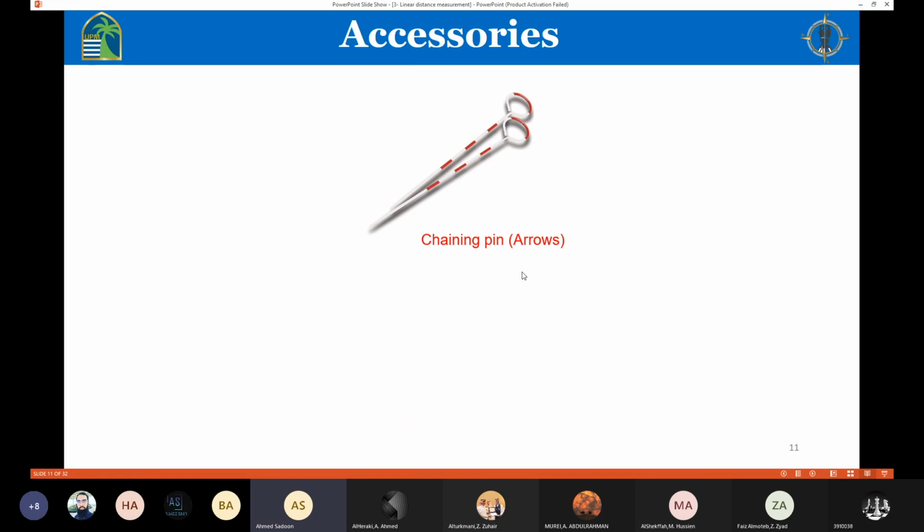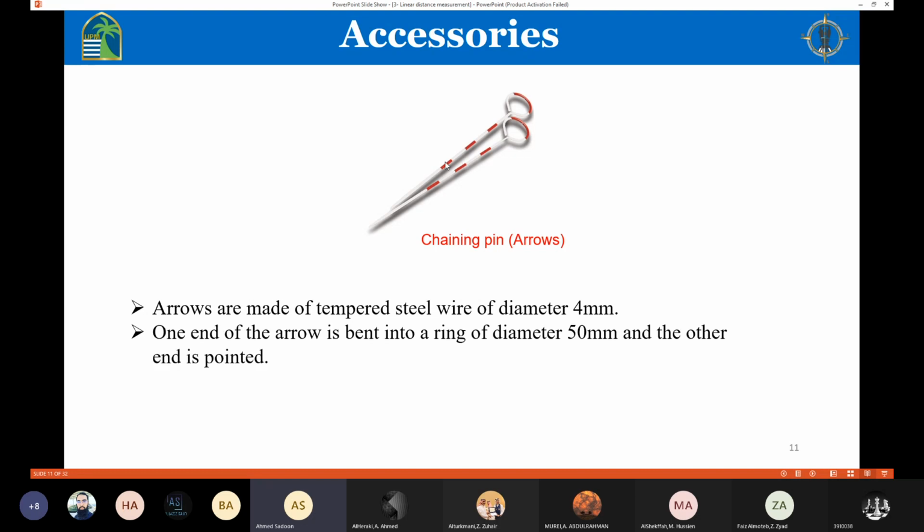We have the chaining pin or arrows. Arrows are made of tempered steel wire with a diameter of 4 millimeters. So the diameter of this pin is 4 millimeters. At one end we have a paint ring with a diameter of 50 millimeters, and the other end is pointed. This end is sharp. The overall length, from here to here, is 400 millimeters.